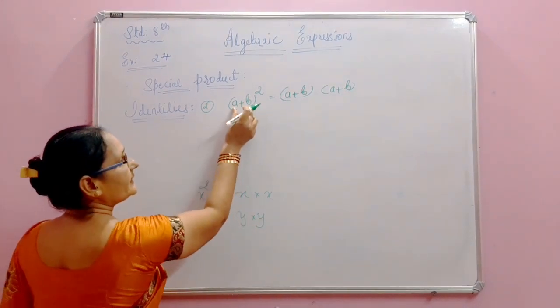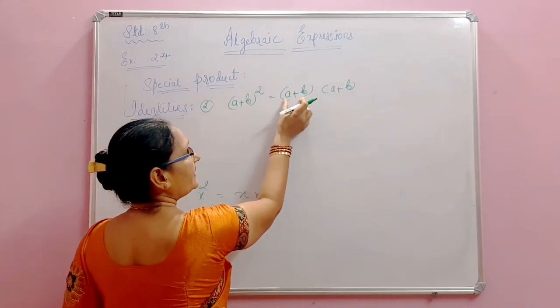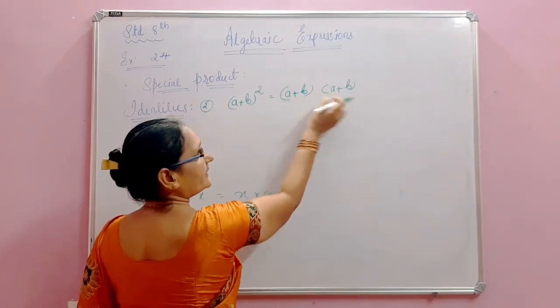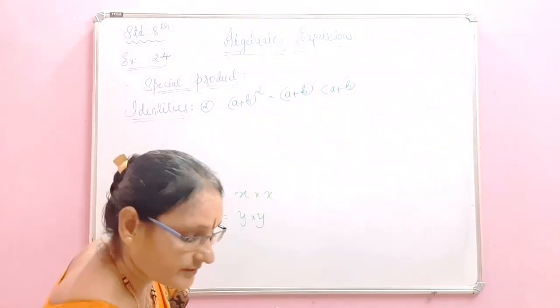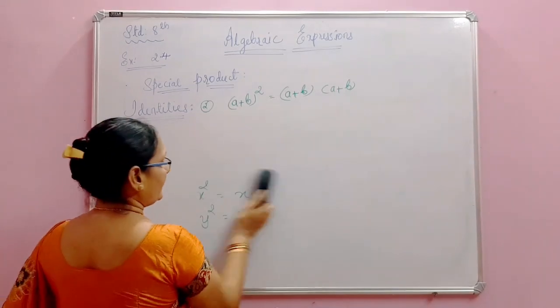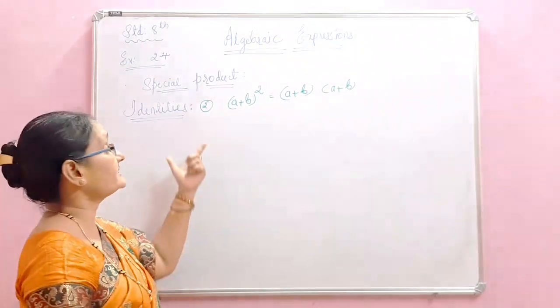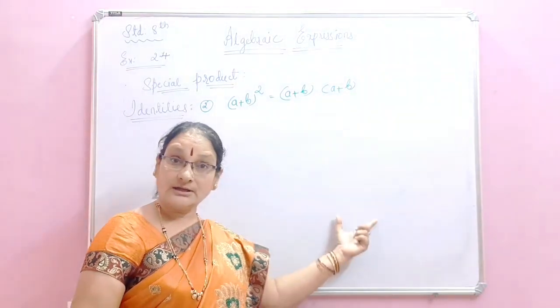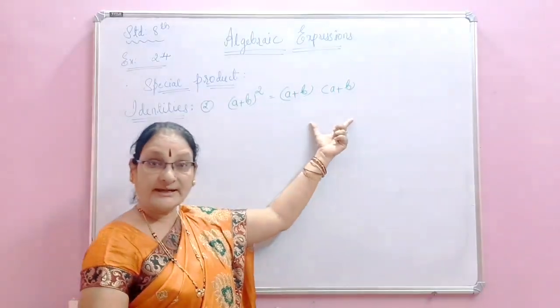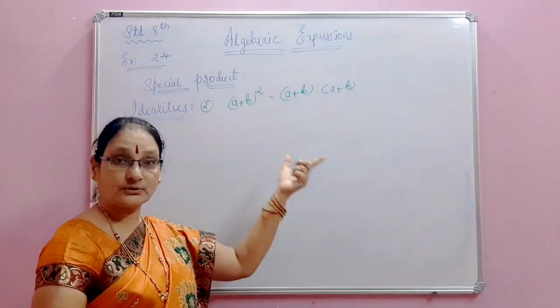Same way here, (a + b)² means (a + b) into (a + b). The bracket shows multiplication. So (a + b) into (a + b) is nothing but binomial by binomial. Again, in the same way, we find the product of these two. We get the identity (a + b)² is equal to what?